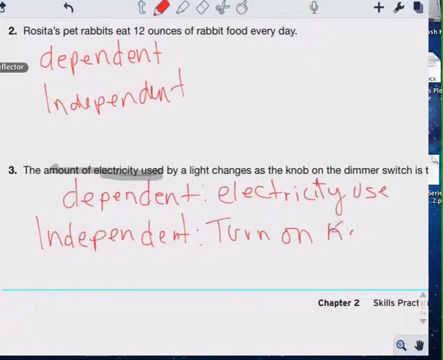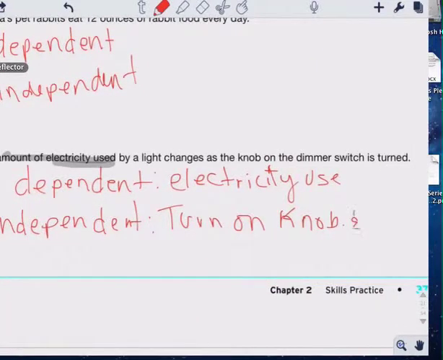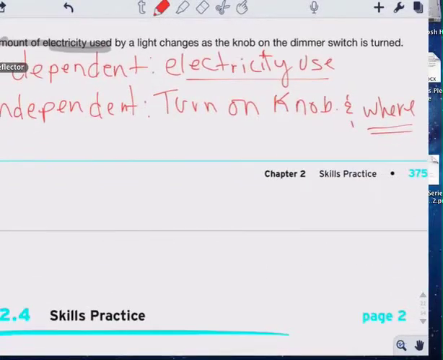It's spelled change. The position of the knob, you turn the knob, and where? It depends on where you put it. If you put it at 60 degrees when it's 100 outside, you're going to use more electricity, right? If you put it at 90 degrees, will you use more or less electricity? Less. So where you put that knob will determine how much electricity you use. You understand?